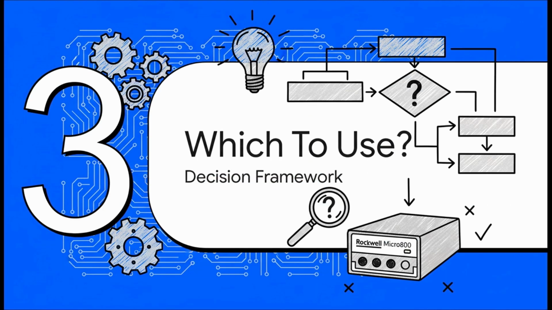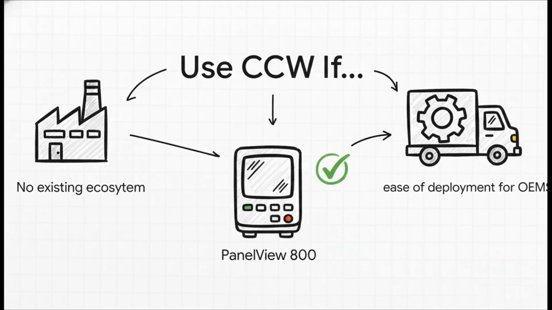We've laid out all the key differences so far. Let's boil this down into a single decision framework you can actually use. You should stick with Connected Components Workbench if this sounds like you. First, if your company isn't already deep in the FactoryTalk and Studio 5000 world, CCW is a no-brainer. It's free and has everything you need for standalone applications.